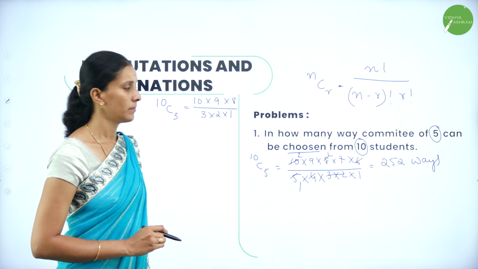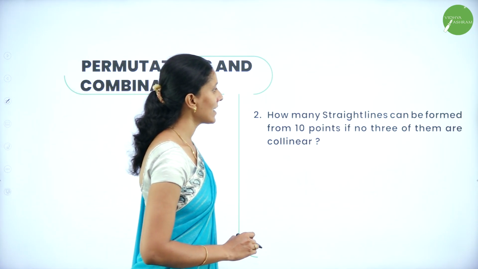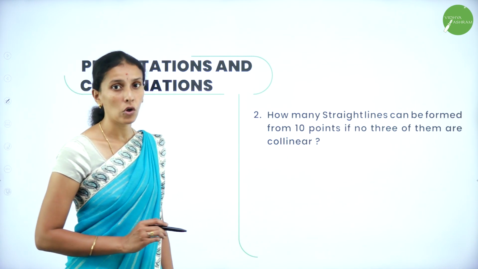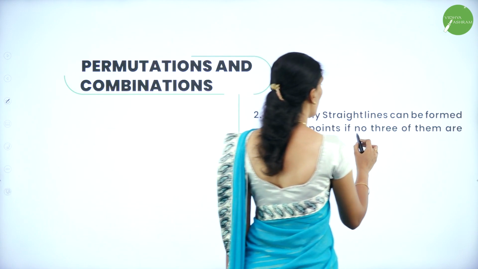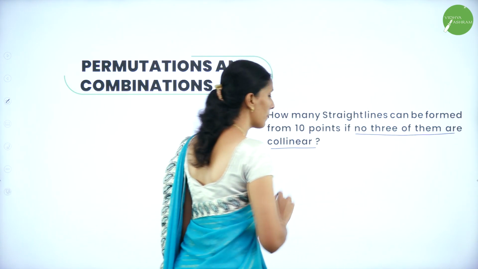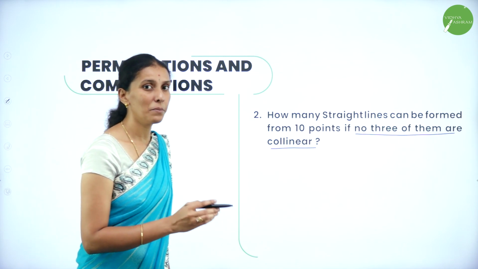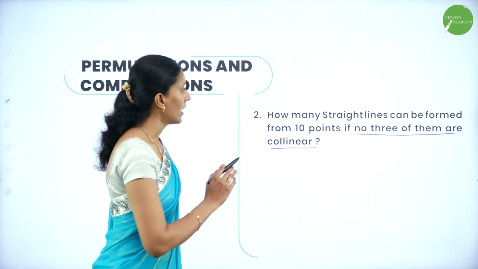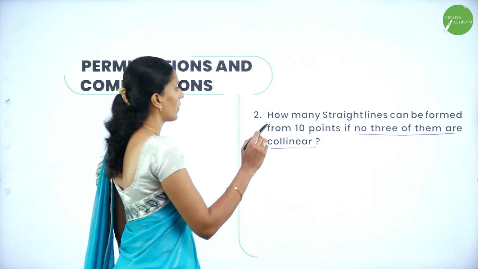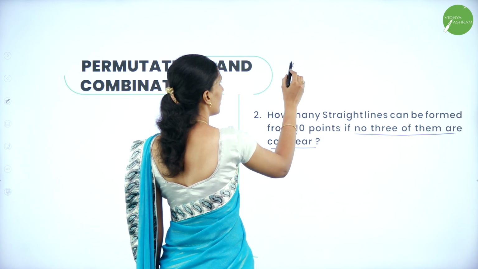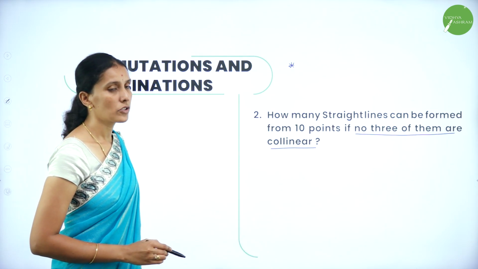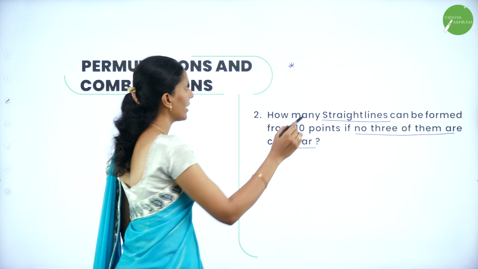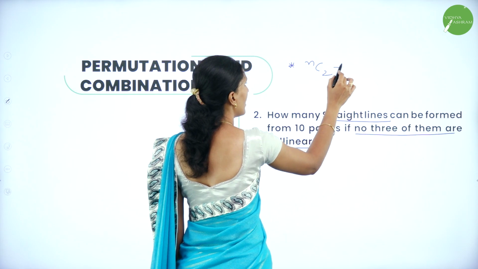Next question. How many straight lines can be formed from 10 points if no 3 of them are collinear? Remember this: no three of them are collinear means my formula is different. When a certain number of points are collinear, I have another formula to find the number of straight lines. Remember? This is important. When no 3 points are collinear, the number of straight lines that can be formed is nC2. So this is for straight lines.